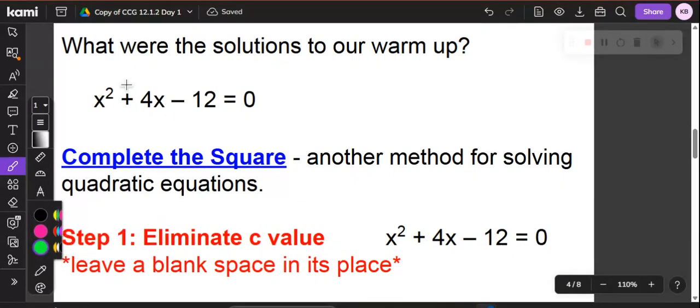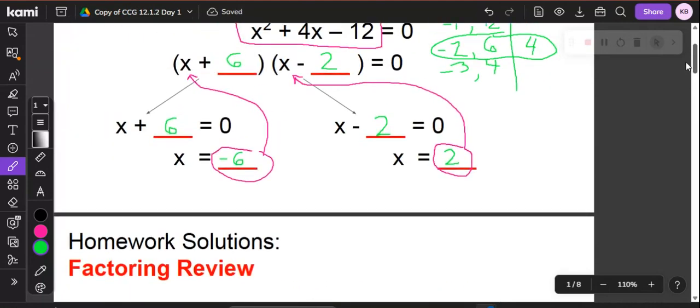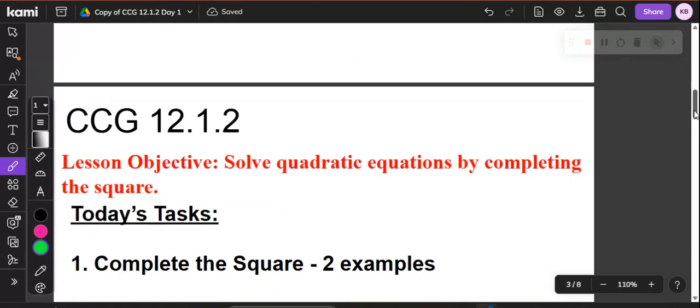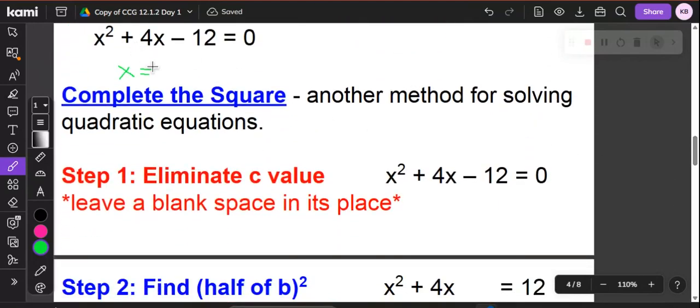For today, the first question I have for you is, what were the solutions to our warm-up? So think back to the warm-up. Yes, we factored this, but the solutions, I believe, were x equals -6 and x equals 2.